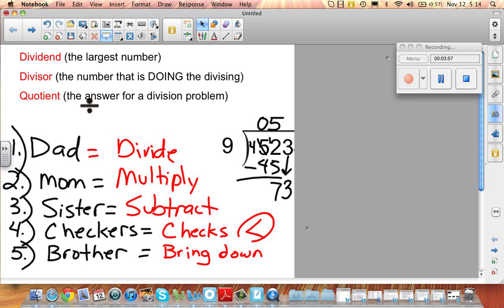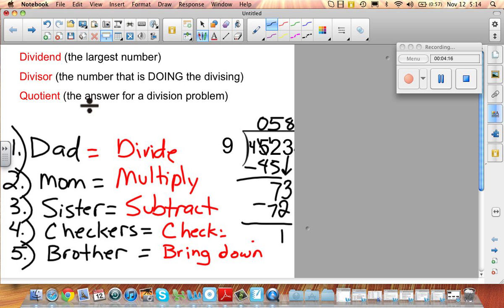Now we go back up to the top to dad, where we divide, and I say 9 goes into 73 how many times? Well, I know that 9 times 8 is 72. 73 minus 72 is 1. Checkers, you're on. 1 is less than 9. That's good. That means I'm doing it right.